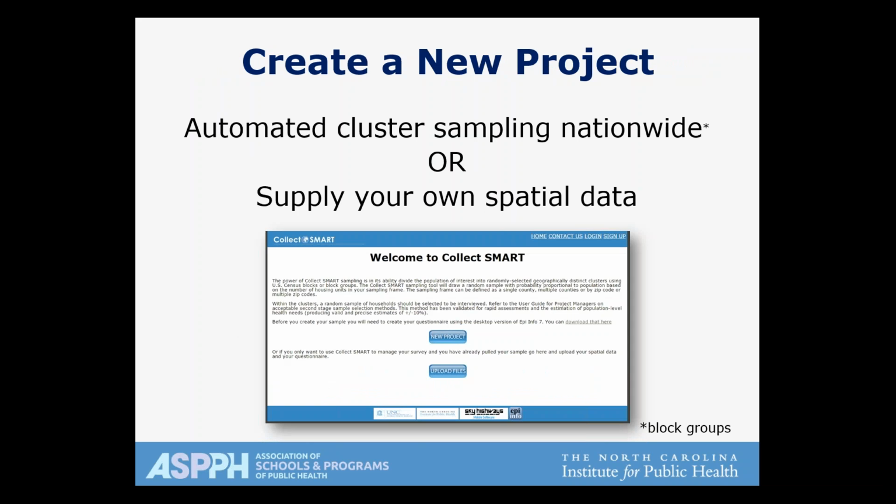So when you go to the site, one of your first options is to create a new project. And the big advantage to this system is that it does automate the cluster sampling for you, and that is currently available nationwide using 2013 block groups. But you don't have to use CollectSmart to perform a cluster sample for a CASPER. You could upload your own spatial files, so we have that option as well. So if you have a simple random sample with points already picked out, you can upload those. Or if you like to do the cluster sampling on your own in your own mapping system, that's a possibility as well.